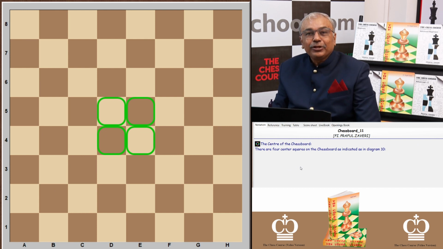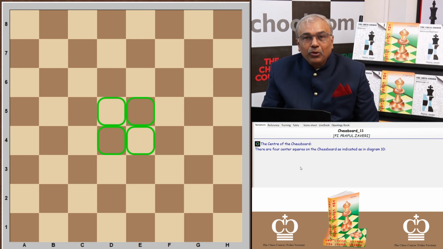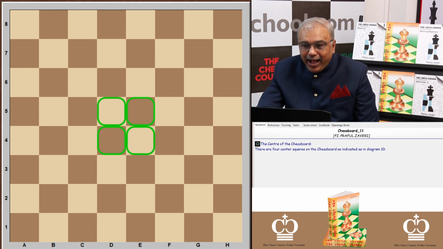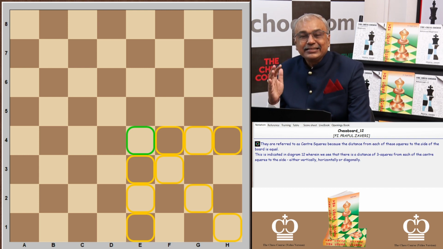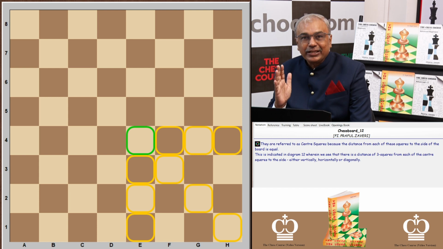And then we come to the center of the chessboard. As I had told you, there are 4 center squares on the chessboard and they lie exactly in the middle. And why are they referred to as center squares? Because if we measure the distance from any of the center squares to the side, either vertically, horizontally or diagonally, the distance is equal, that is 3 squares from a center square to the side.